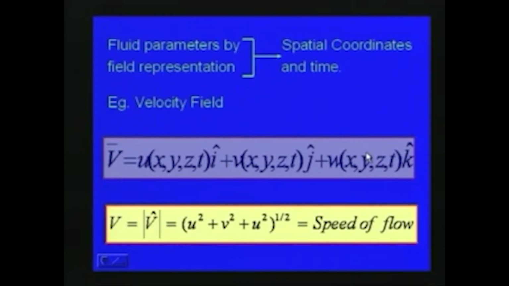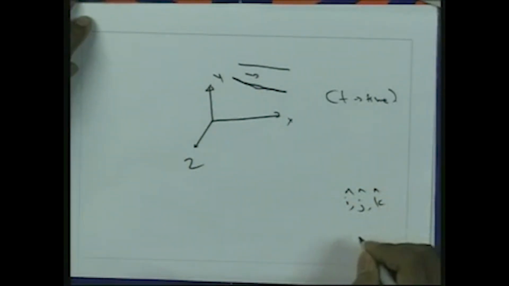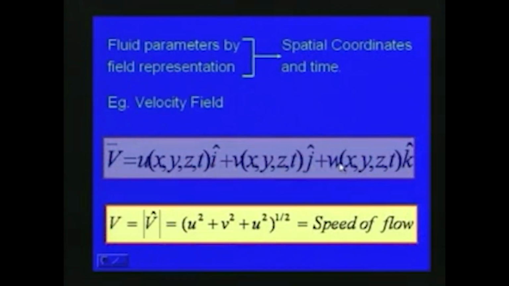So since velocity has a direction as well as magnitude, we generally represent it with respect to i, j, and k, which are the unit vectors, and u, v, and w are the magnitudes of the velocity movement. Finally, the velocity field can be represented as v is equal to u i plus v j plus w k, where u, v, w are dependent upon the spatial coordinates x, y, z and time t.